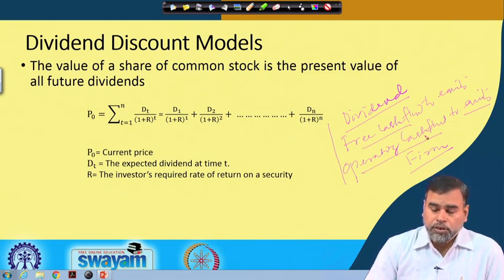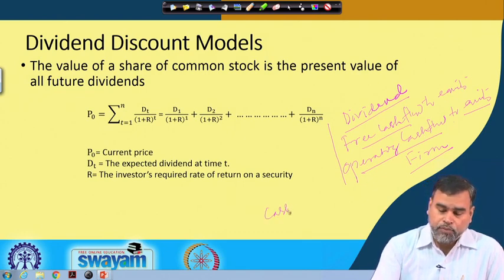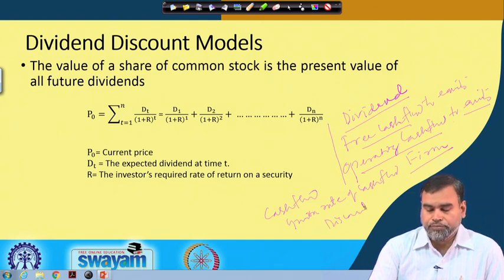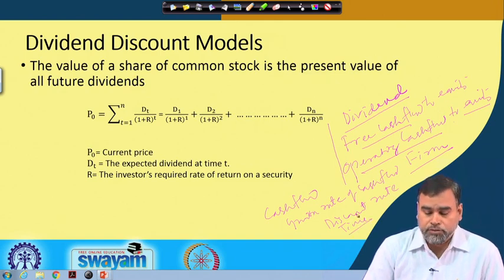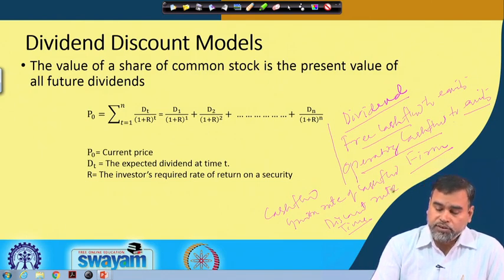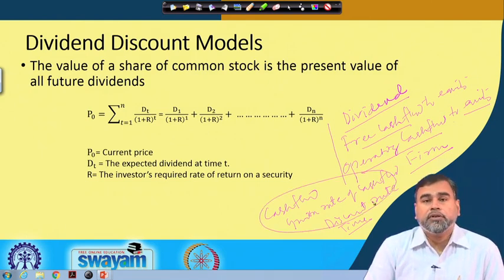So we have three types of cash flows: dividend, free cash flow and operating cash flow. And if you remember, we also discussed the inputs required for the valuation of any kind of asset. One is your cash flow, second is the growth rate of the cash flow, and the third is the discount rate. Obviously the time period is another factor. So we have four inputs, but mostly these three are quite important for the valuation of any type of asset.